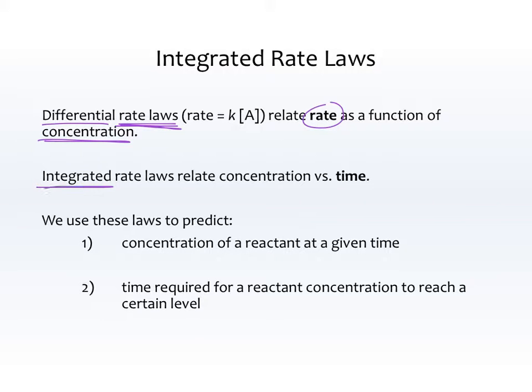But an integrated rate law, as in if you integrate a differential rate law, will give concentration versus time instead of concentration versus rate. So we'll use these laws to predict the concentration of a reactant at a given time. If it's been 3 minutes, what's the concentration of A? If it's been 4 hours, what's the concentration of A? Or also the time required for a reactant concentration to reach a certain level. So how much time is it going to take to get A to half of what it was when we started, or to get A down to 2 molar instead of 6 molar where it started? That's what the integrated rate law is good for.